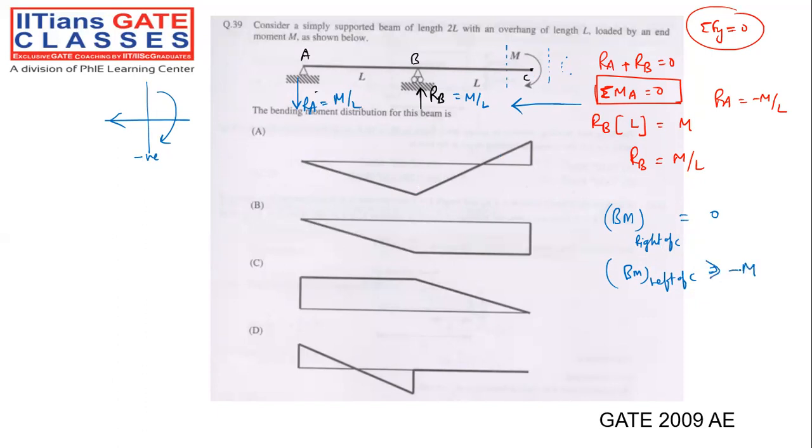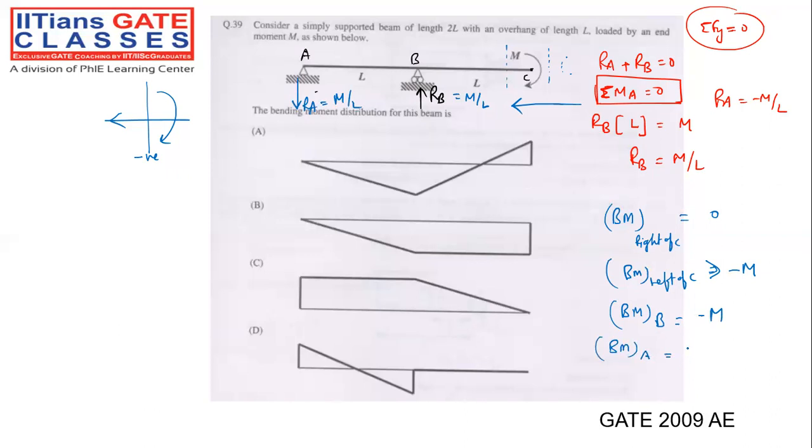Minus M, no problem at all. Correct. Now, what about the bending moment at point B? Again, no need to calculate 2 times because there's no movement at the point B, no external movement. So what is the bending moment at point B, my dear friend? M minus M, right?